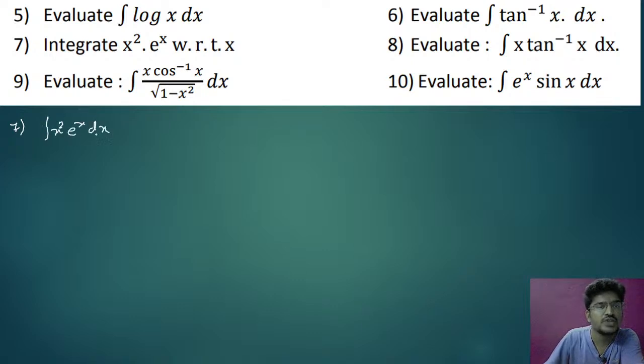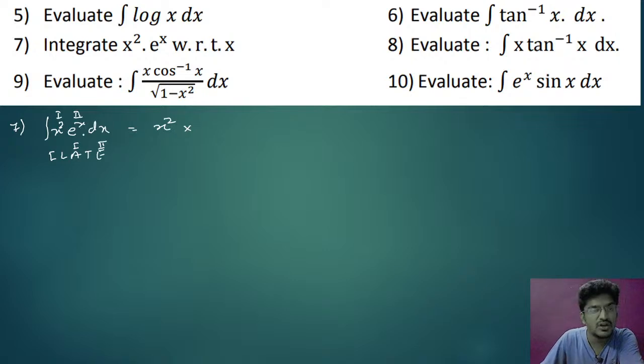So, integration of x square into e raised to x. Use your ILATE form. Here, inverse, log, algebraic is the first function, exponential is the second function. So algebraic will be the first function, exponential will be the second function. Clear? Now I am going to write the first function as it is, as I said yesterday, multiplied with the integration of the second function.